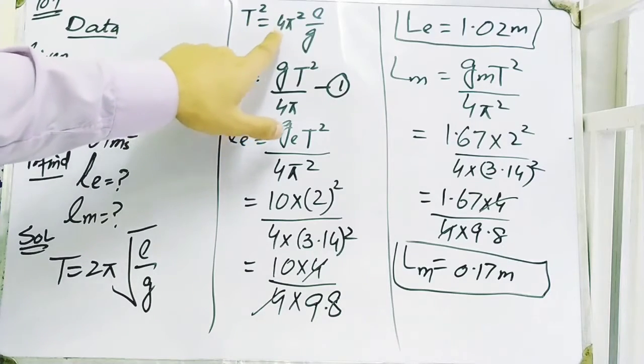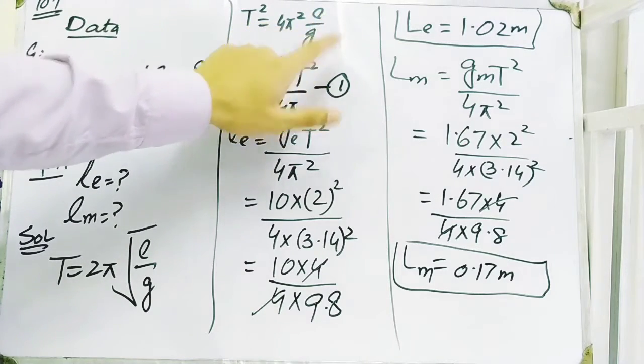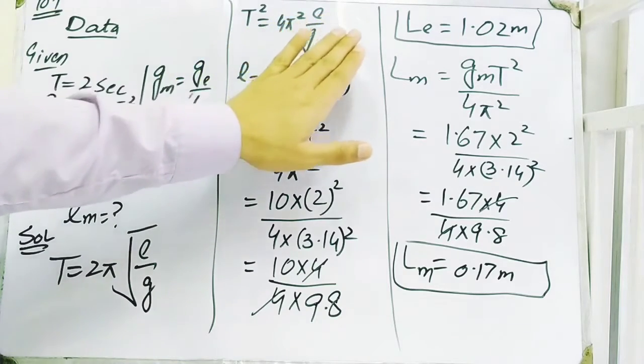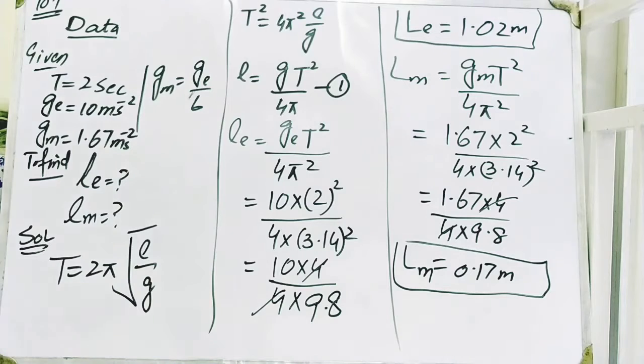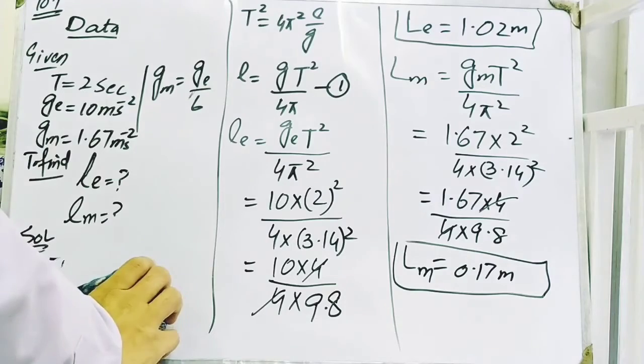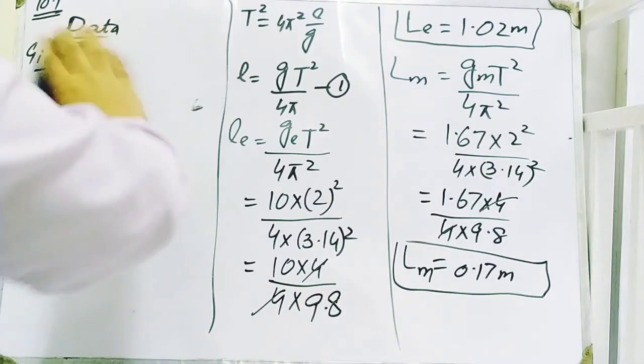T square is equal to 4 pi square L over G. So this is the solution for the first numerical of this chapter. Now we are going to solve the second numerical of this chapter, which is about gravity also.